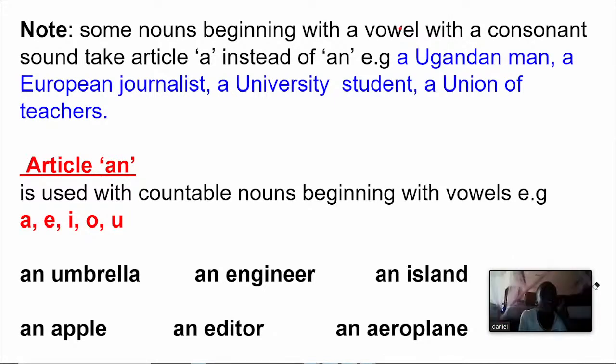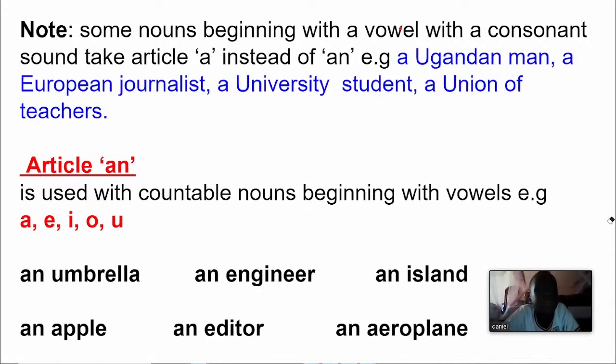Some nouns beginning with a vowel with a consonant sound take a instead of an. A European journalist, a university student, a union of teachers. Article, okay, thank you.